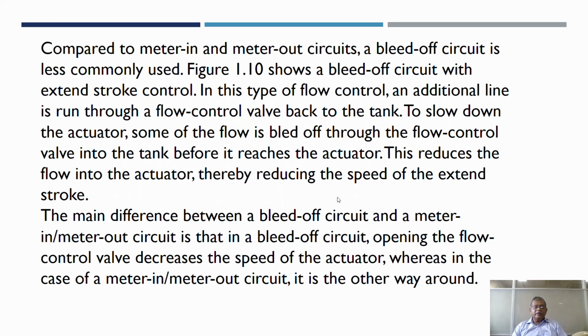The main difference between the bleed-off circuit and the meter-in or meter-out circuit is that in the bleed-off circuit, opening the flow control valve decreases the speed of the actuator, whereas in meter-in and meter-out circuits it is the other way around. That is the main difference, and that is the important thing we have to keep in mind, because excess pressure is released to the reservoir. So that's why it's happening like that.